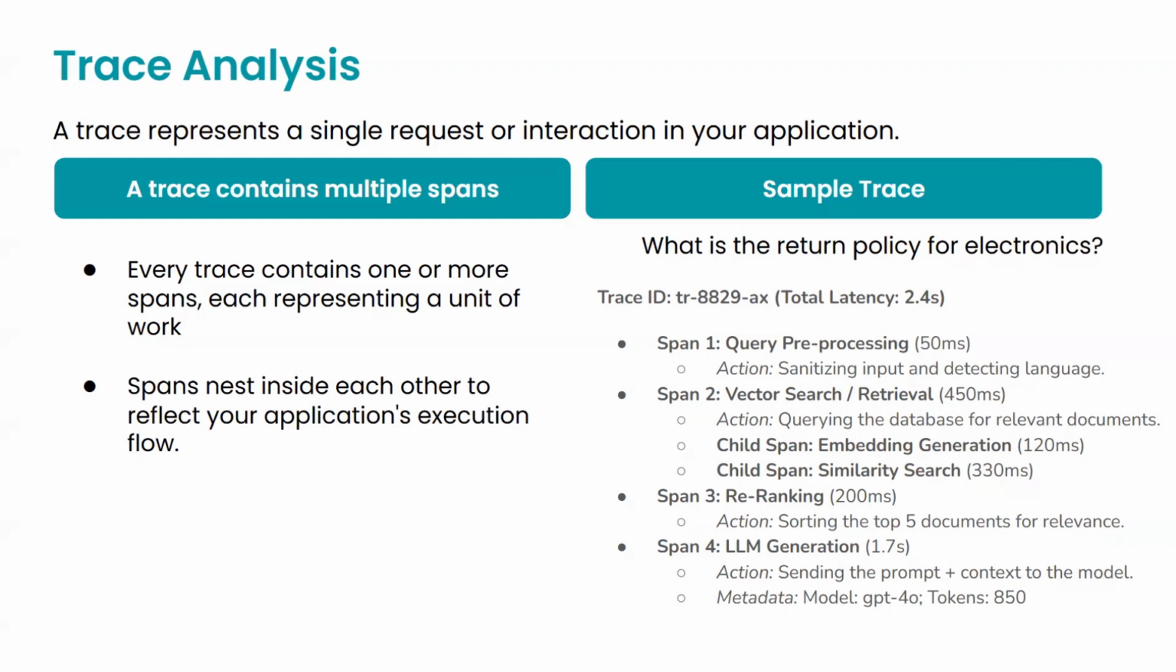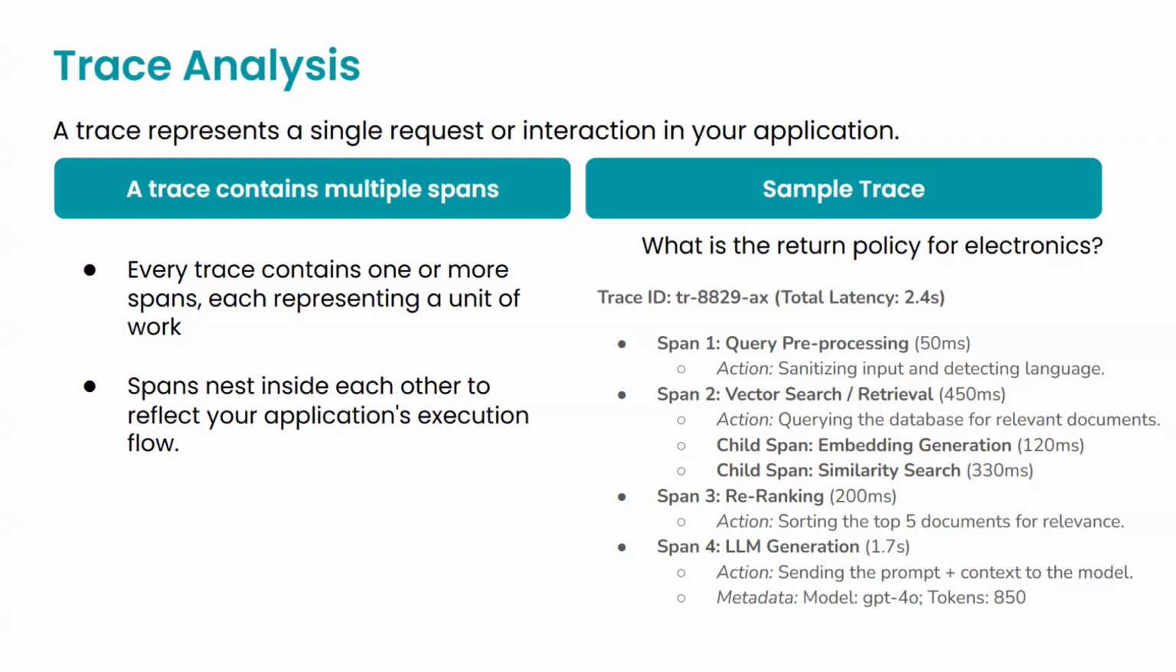Span 2 is about vector search or retrieval, which takes approximately 450 milliseconds. This is where the system queries a database to fetch relevant documents. These documents talk about the return policy, especially for electronics. And within this span, we actually have child spans, one for embedding generation and another for similarity search. This is a good example of how spans can be nested, showing a hierarchical breakdown of work. Span 3 is re-ranking, which takes approximately 200 milliseconds. The system now refines the retrieved documents and selects the most relevant ones.